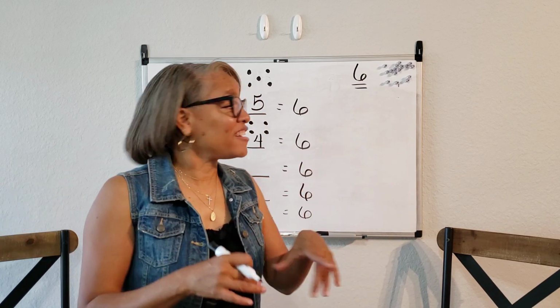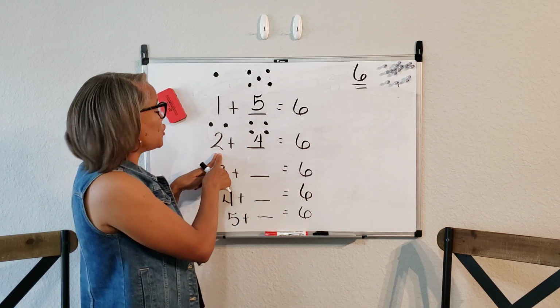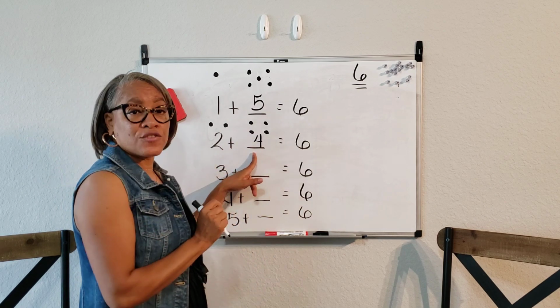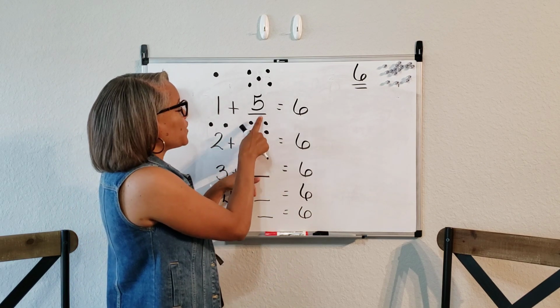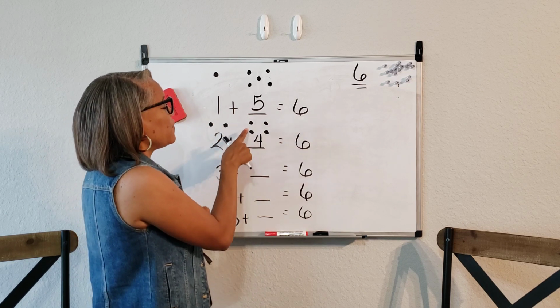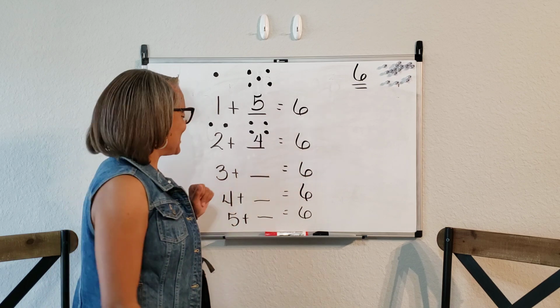Okay, so let's check the addends with the dots. Let's put them all together and see if we get 6, okay? So we have our first addend is 2. 1, 2. Very good. Our next addend is 4. 1, 2, 3, 4. Let's put them all together. 1, 2, 3, 4, 5, 6. Is that our sum? Yes. Okay, let's do the next one.